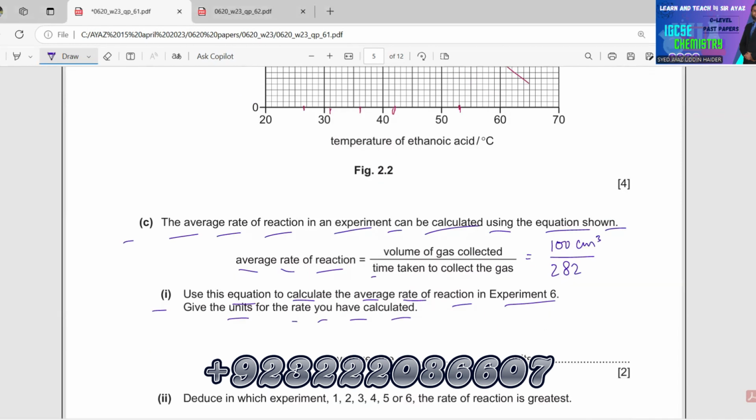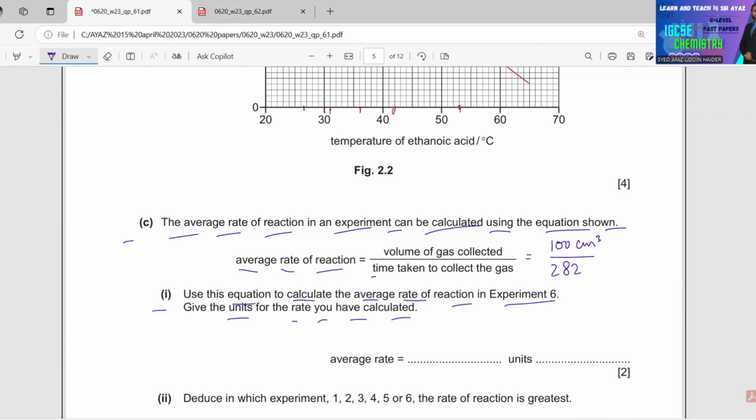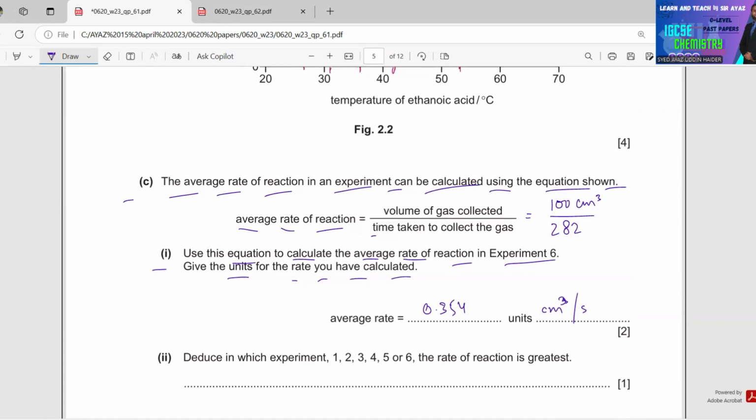0.354 centimeter cube. This will be the average rate: 0.354 centimeter cube per second.